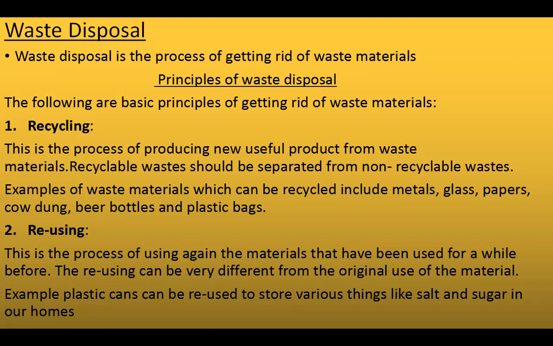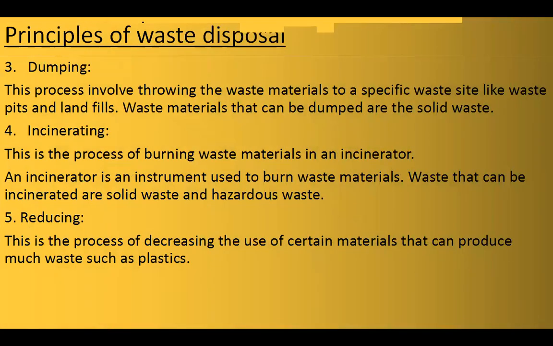Moving on, the second one is reusing. Now, the reusing, this is the process of using again the materials that have been used for a while before. So the use can be very different from the original use of the material. For example, maybe plastic cans that have been used to store liquids can be used again to store things like salt and sugar that are useful in our homes. So we've seen this reusing, especially in our homes, just to reduce the disposal of waste. Moving on, the third one is dumping.